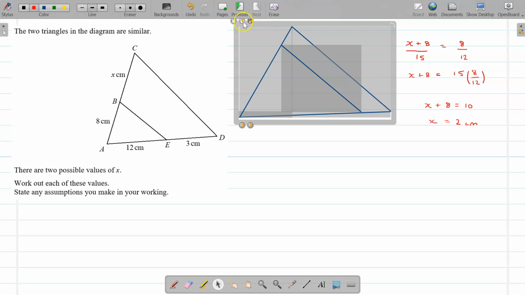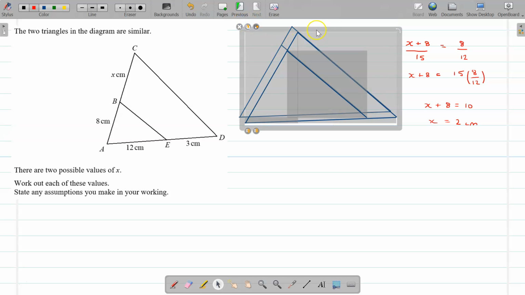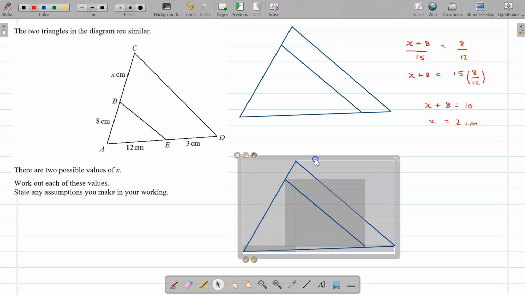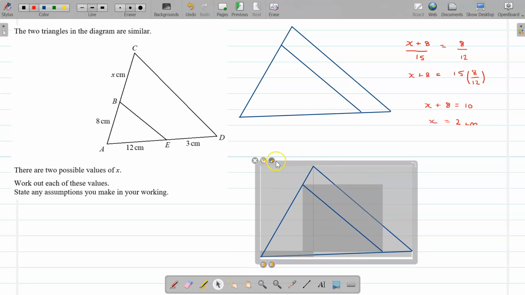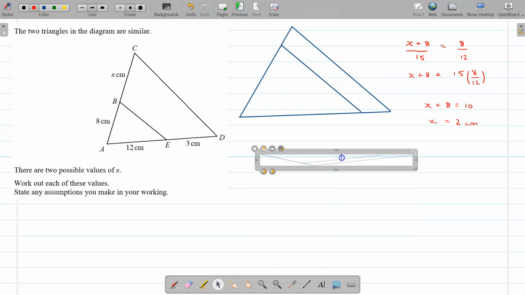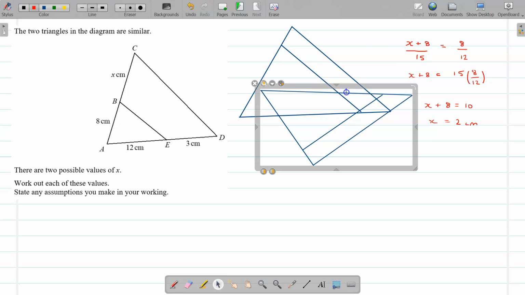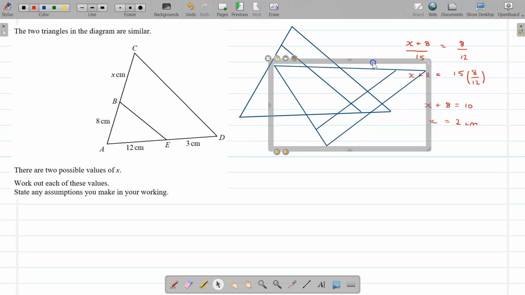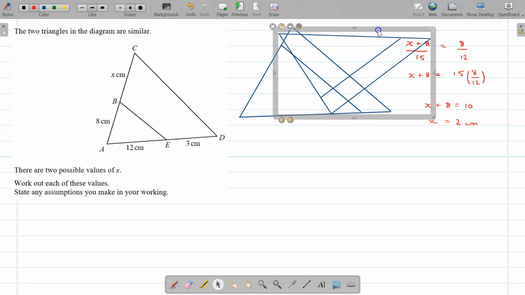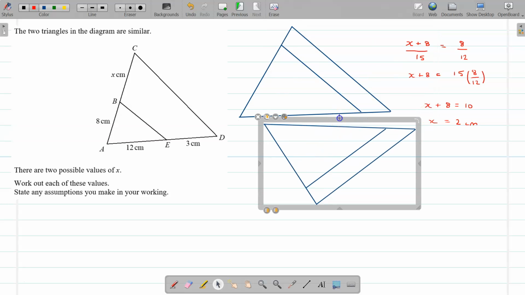I can make a copy of it, which I'll do, and bring it down here. What I'm now going to do with that copy is flip it over, and I can do that like that. I'll try and make it about the same size. Just check it's about the same sort of height. Just go a little bit higher.